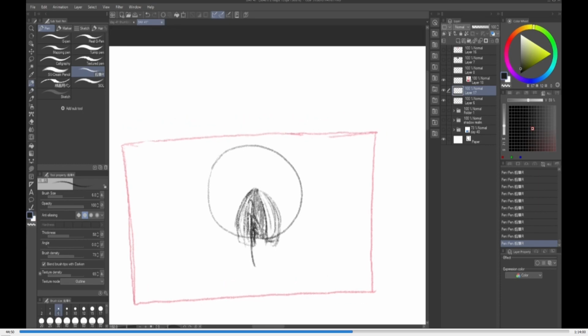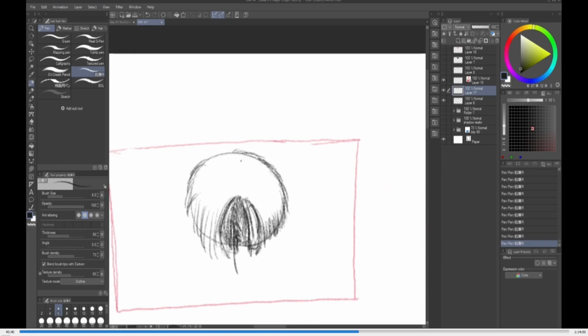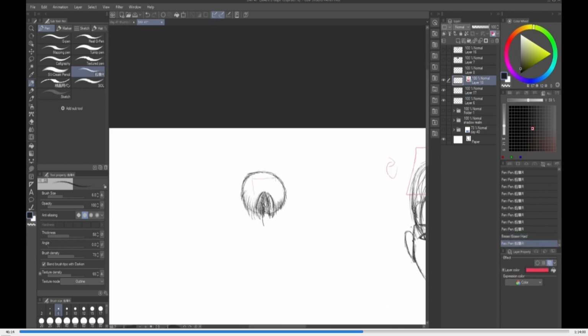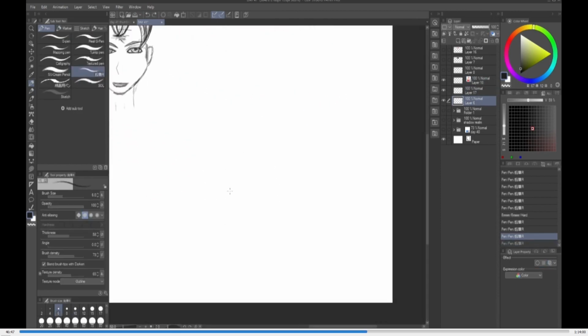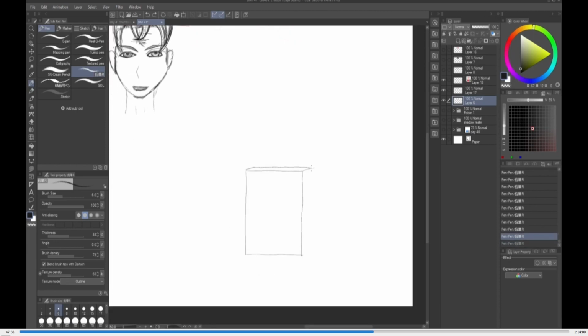And I think this comes to two major topics here: perspective and anatomy of the head and, in general, of the whole body. And perspective is probably the biggest issue here, because I never paid attention to it.